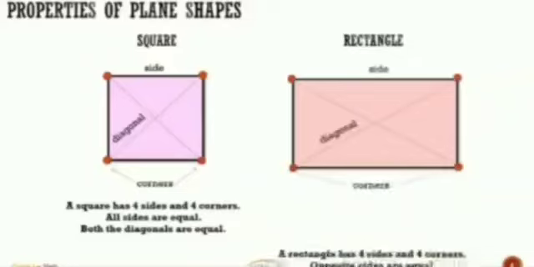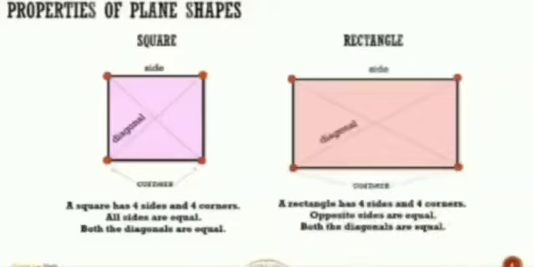And rectangle. A rectangle has 4 sides, 4 corners and 2 diagonals. A rectangle has 4 sides, 4 corners, opposite sides are equal, and both the diagonals are equal.